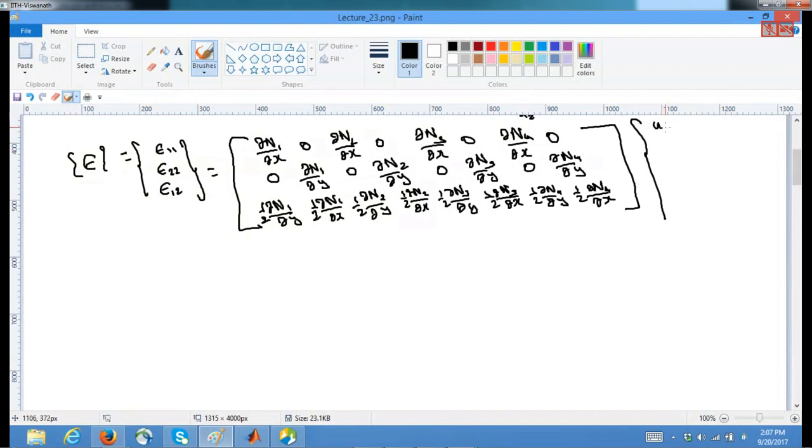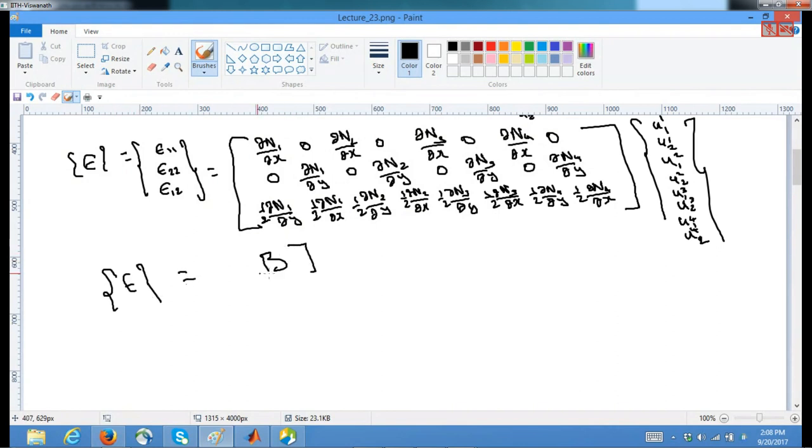u1 for the node 1, u2 for the node 1, u1 for the node 2, u2 for the node 2, u1 for the node 3, u2 for node 3, u1 for the node 4, u2 for the node 4. We simply call this one as epsilon is equal to B times d.